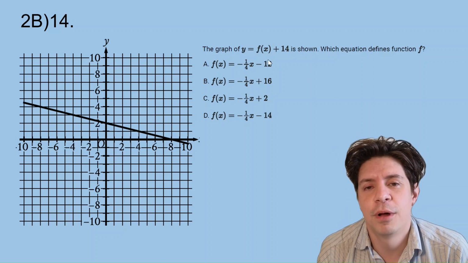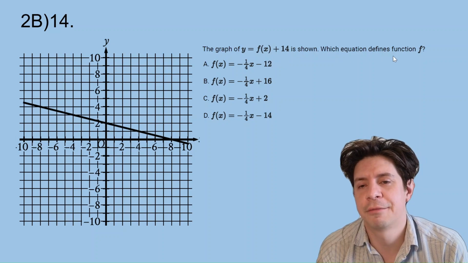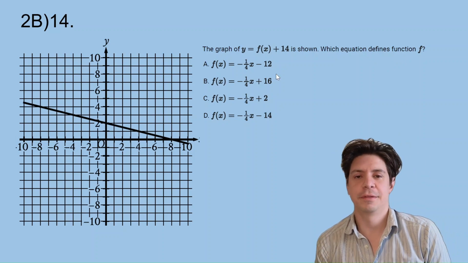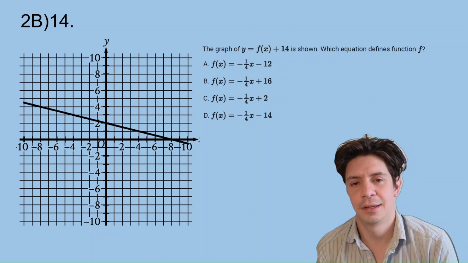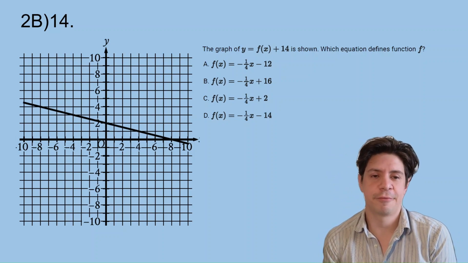The graph of y equals f of x plus 14 is shown. Which equation defines function f? And then we have negative a quarter x minus 12, negative a quarter x plus 16, negative a quarter x plus 2, and negative a quarter x minus 14.